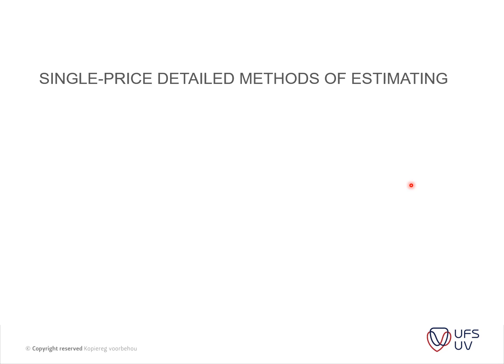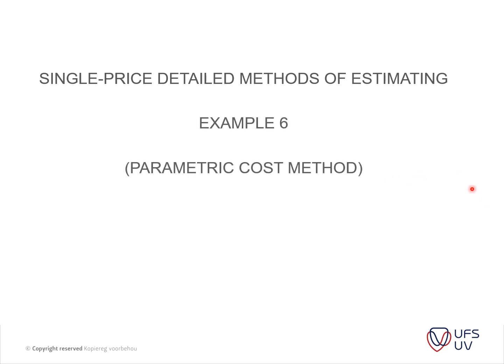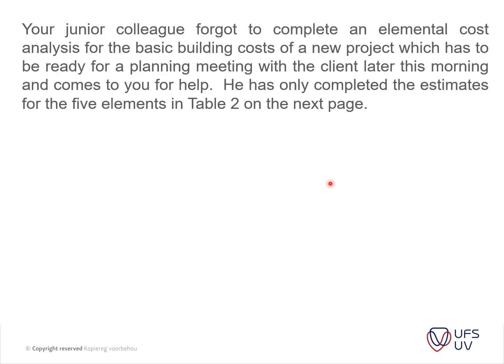So we started out with a short introduction or example of the parametric system method. It's example 6 in your study notes, the parametric method. In this example, you are a junior colleague who forgot to complete the elemental cost analysis for the basic building cost of a new project, which has to be ready for a planning meeting with the client later that morning, and he comes to you for help.